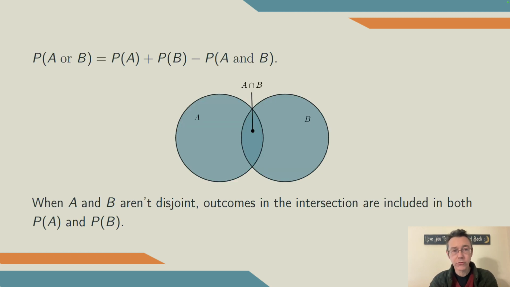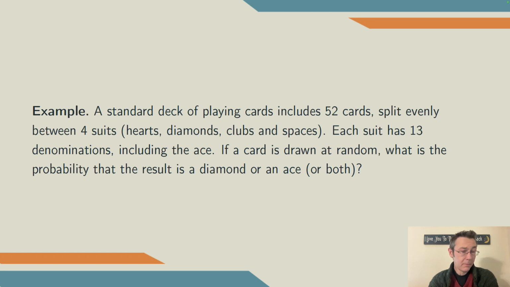I think this picture is really helpful when we're talking about this version of the addition rule. When A and B aren't disjoint, outcomes in the intersection are included in both the probability of A and the probability of B. And so when we just add those two probabilities, we kind of double count the outcomes that are in both events. And so the minus probability of A and B takes that into account and subtracts off the double counting one time.